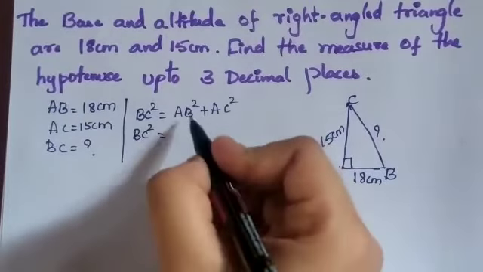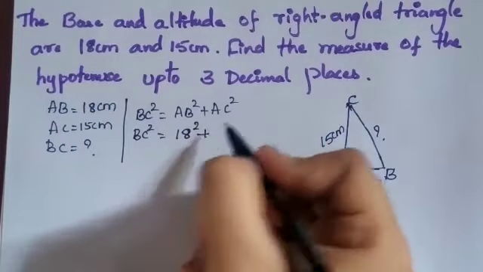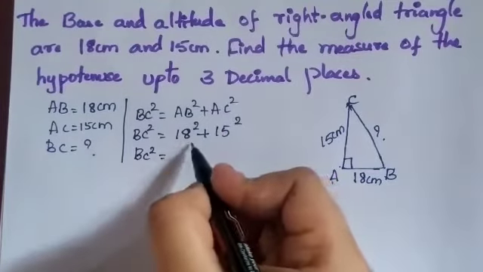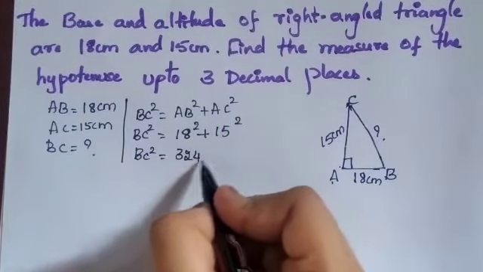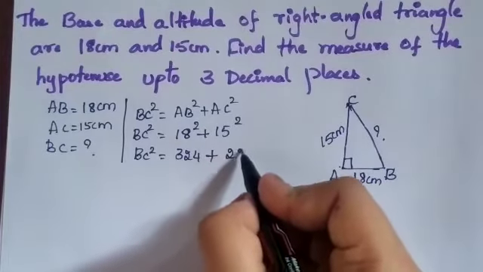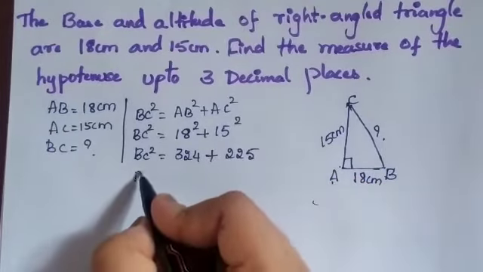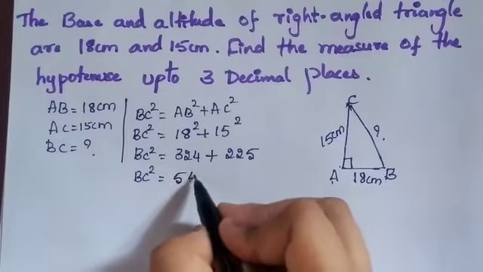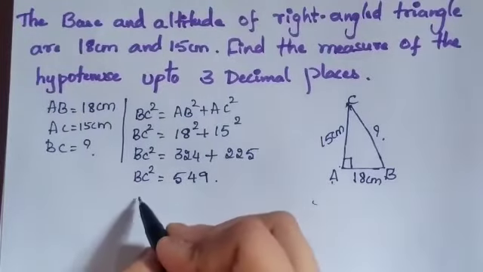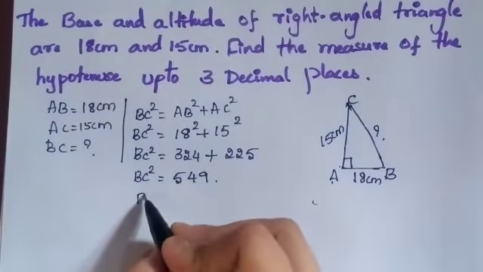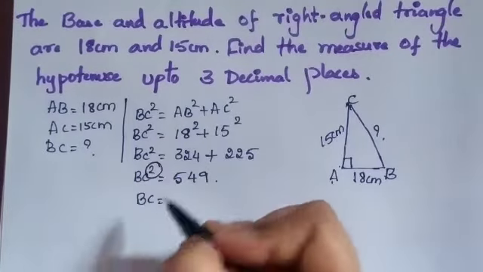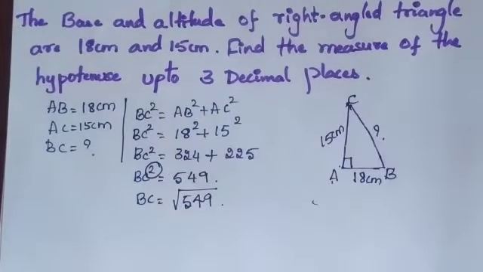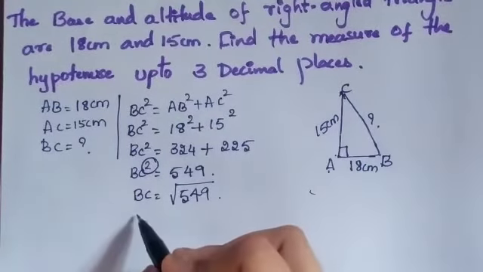So BC square is equal to AB square, meaning 18 square, plus AC square, meaning 15 square. So let me write BC square equals 18 square, which is nothing but 324, plus 15 square, which is 225. Now let me add this. BC square is equal to 324 plus 225. If I add, I am getting 549. Now you know, if BC square is 549, the square moves from left side to right side and BC becomes the square root of 549. Now we have to find this BC value.